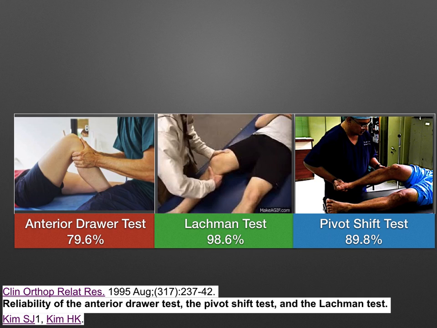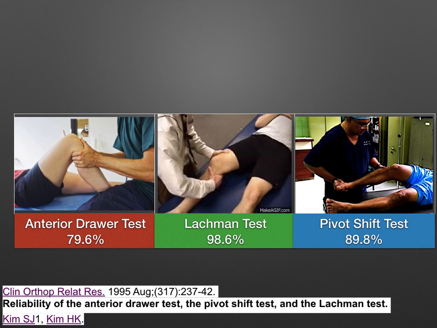As far as the value of all these tests, the anterior drawer test, Lachman test and the pivot shift test is concerned, the Lachman test for the detection of ACL tear is very sensitive. However, pivot shift test is more sensitive than the anterior drawer test, and the sensitivity of anterior drawer test is around 80% only. Having said that, Lachman test, though it is very sensitive, it detects only the anterior translation.